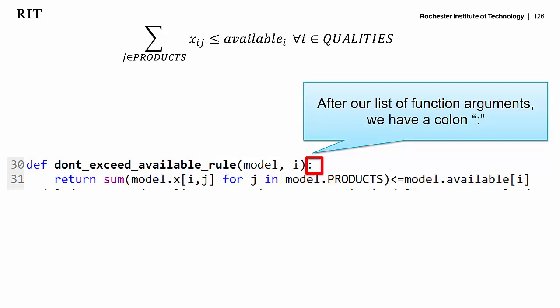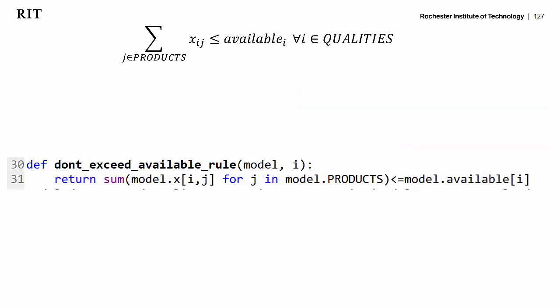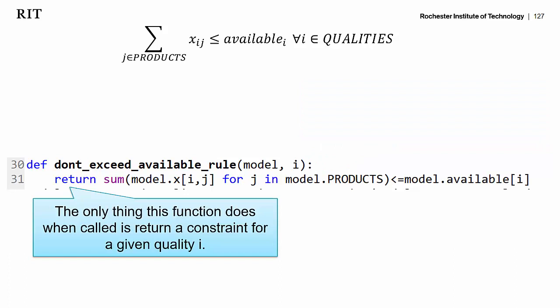And then once we've listed all of the arguments that this function needs, we end it with a colon, and that colon basically instructs Python to execute all of the lines that follow, as long as they're indented, as part of this function. And what we see is only one line. So we're going to call this function don't exceed available rule. Actually, we're not going to call it, but Pyomo will call it. And when it calls it, all it's going to do is return a constraint for that given value of i.